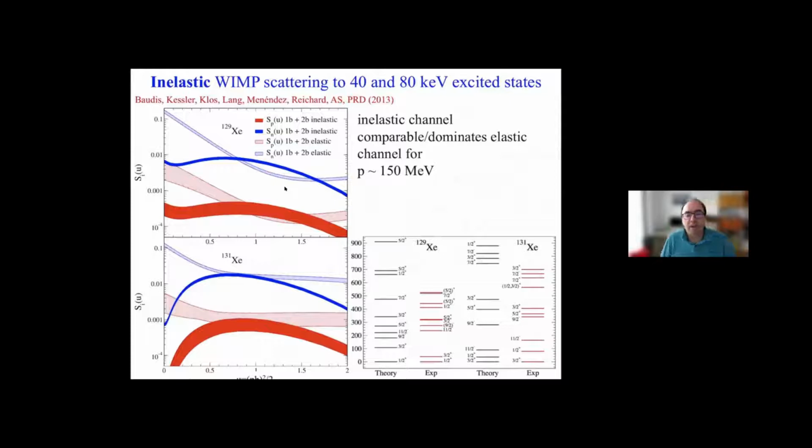So let's go back to the non-zero spin, namely the odd xenon isotope, which have non-zero spin ground state, so they interact by spin-dependent interactions. And let's look, focus here on the experimental spectra. The ground state is here aligned to 0. And here's the spectrum for xenon 131.